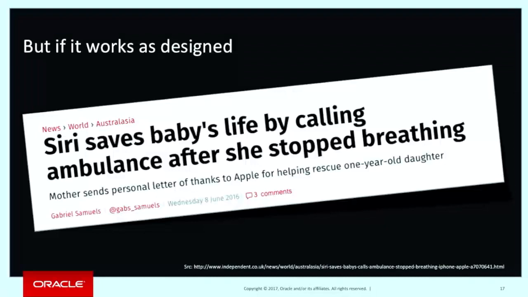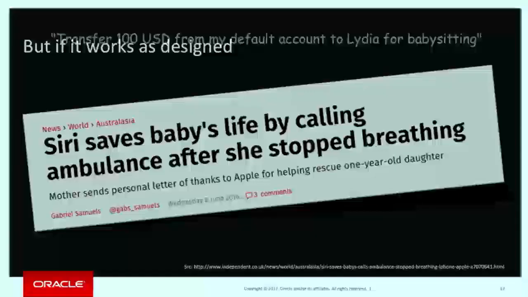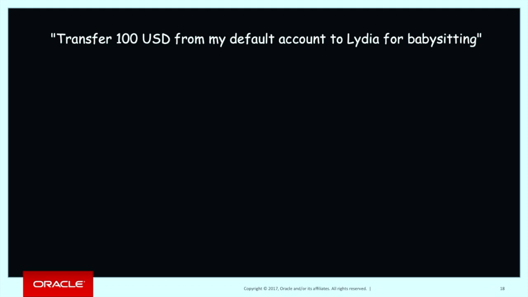So how do we do this? How do we make sure that we always get the right response to a question? Let's have a look at the sample here. Transfer $100 from my default account to Lydia for babysitting. You and I will understand the sentence. The machine has to look into that and identify areas of the sentence that it is trained on.